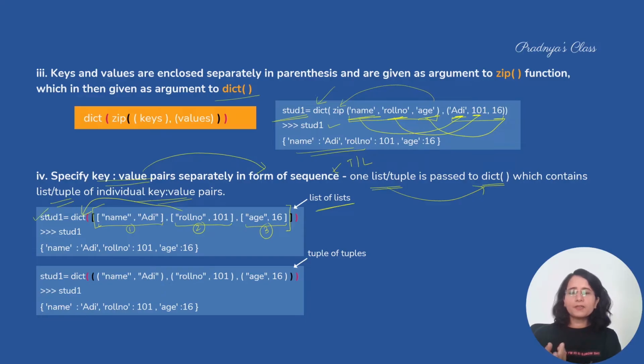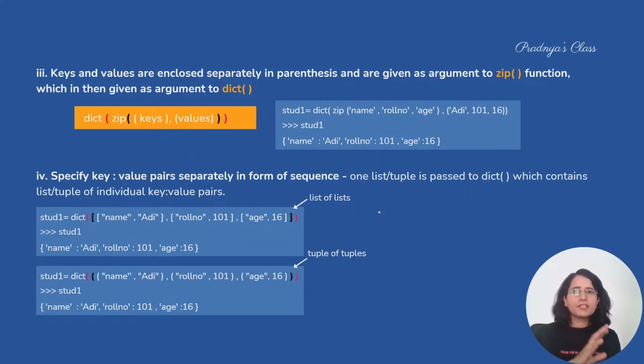In this way we created one dictionary, student1. In the first example we created a list of lists, and in the second example I am showing how we can create a tuple of tuples. So here I enclose the key and value in round brackets, meaning we are creating one tuple here, this is the second tuple, and this is the third tuple. All these three tuples are enclosed in one more bracket, meaning this is finally one tuple which consists of three individual tuples, which is then passed to the dict constructor, and we created one dictionary. So you got this dictionary here.